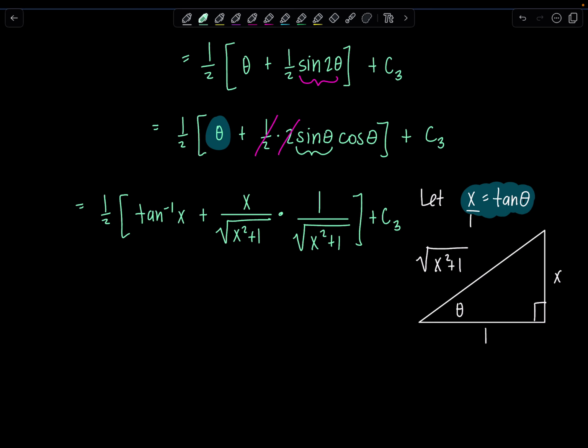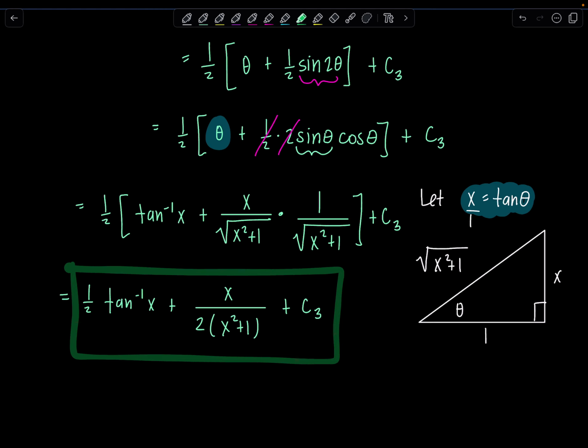Let me distribute the 1/2. 1/2 tan inverse of x plus, and then notice this radical sign is going to go away because I have square root times square root. Those undo each other. Or basically 2 square roots make it to the first power, so you don't need to write it. So I'll have x over the 2 from the 1/2 and then x squared plus 1, plus C3. Okay. We finished all 3 parts.